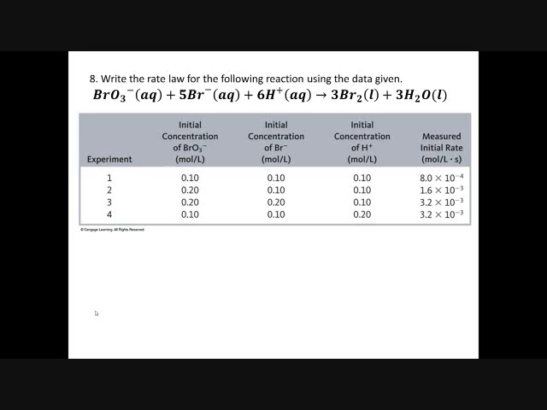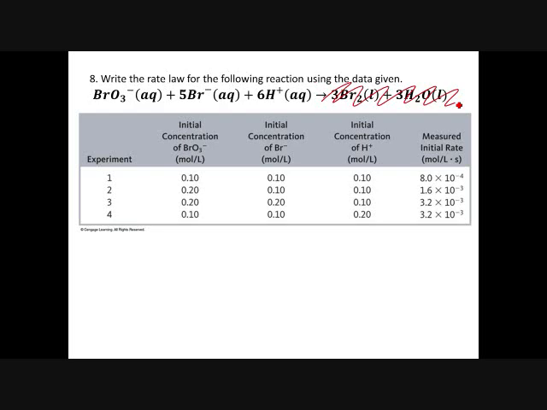So we need to write the rate law for the following reaction using the data given. Now, it should be an indicator, but we don't use the products at all. So if it helps you, just cross off the products, okay? The products are not included in the rate law. The rate law is dependent upon the reactants only, okay?